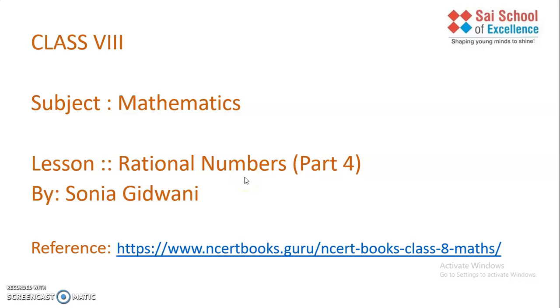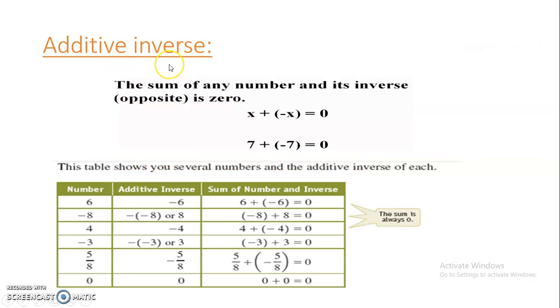We have seen some of the properties like closure, associative, distributive, and commutative for the rational numbers. Let's see some more properties of rational numbers. The next property is the additive inverse property.